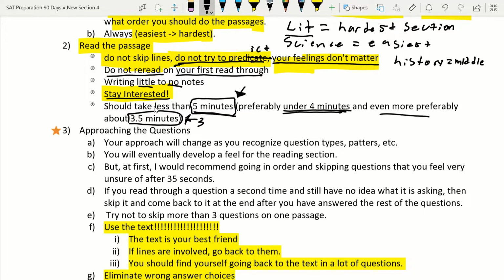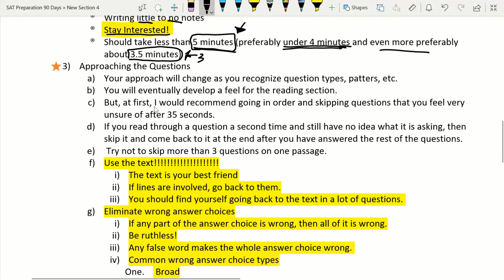All right, so we left off at approaching the questions. So that's where we're going to begin today. Your approach is going to change as you recognize question types and patterns, etc. So that should say patterns right there. All right, so approaching the questions.